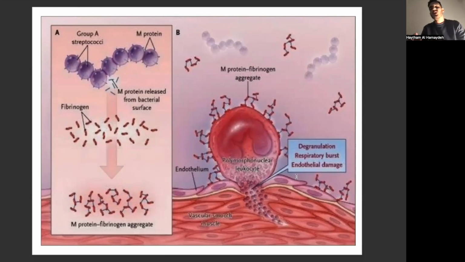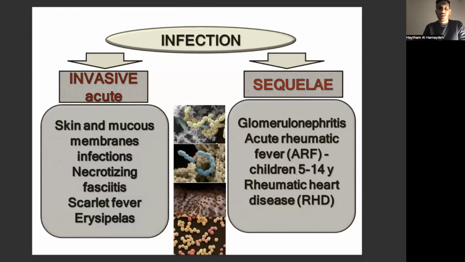This is a way in which M protein can help those bacteria damage the mucous membranes. Also, this is how we summarize their infections. If you don't know what sequelae is, this is just basically telling you things that happened after the infection. This is not due to toxin or anything.